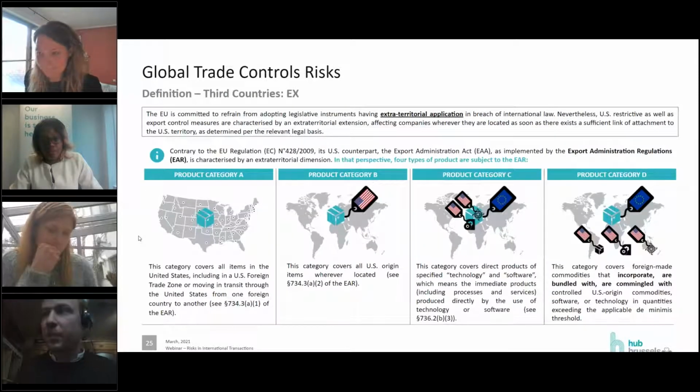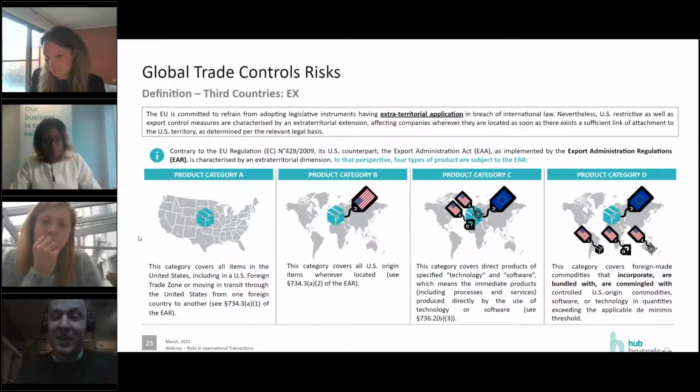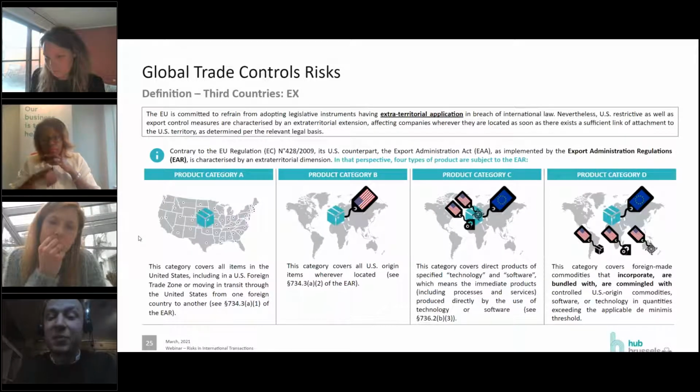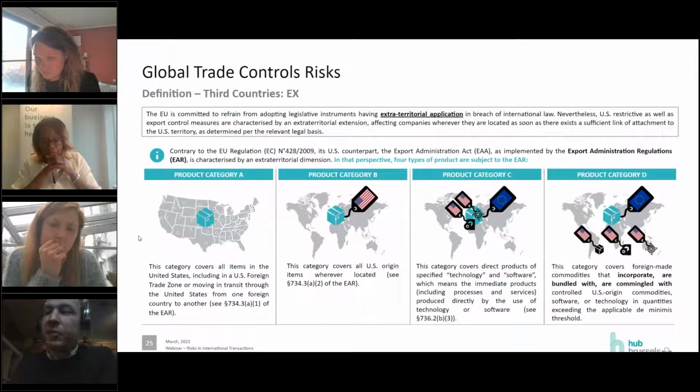Okay, so now let's move to the US extraterritorial application. As mentioned in the introduction, contrary to the European Union, which is reluctant to adopt legal instruments having an extraterritorial application, this is not the case of the United States. Meaning that even EU economic operators could be confronted with US export control measures, for example. In this slide, I just bring the example of the Export Administration Regulations. You can see that four different types of products could fall under that regulation. This implies authorization and reporting requirements, and also, in case of non-compliance, civil and even criminal penalties from the US.